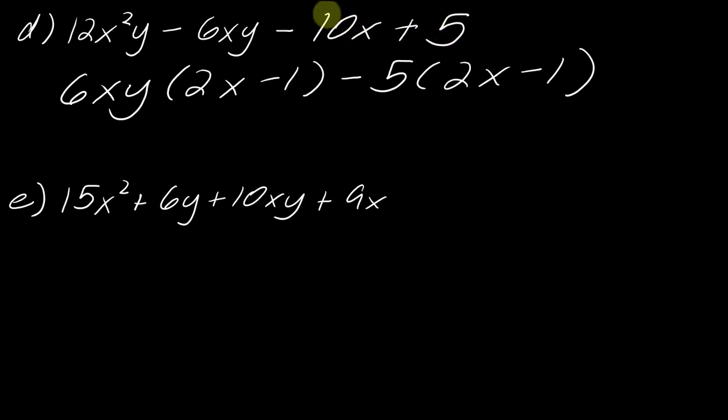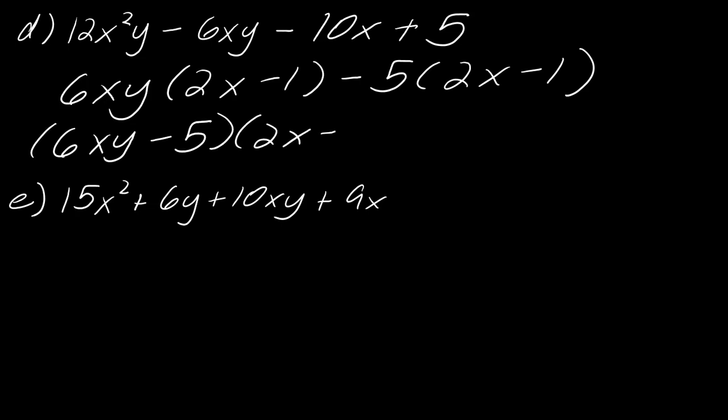So factoring -5 out of here is what makes this positive 2x in here, and factoring -5 out of here will flip this sign to negative. That's a really common error to make. Now, we can finish the factoring from here. This will be 6xy minus 5 and 2x minus 1.